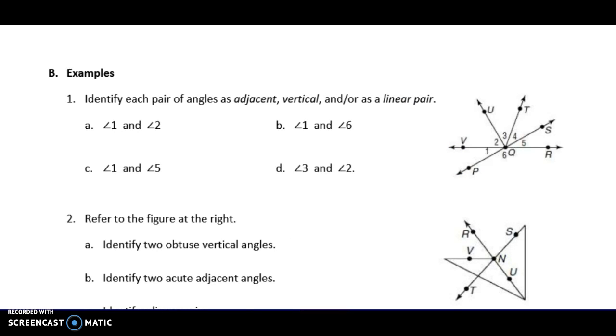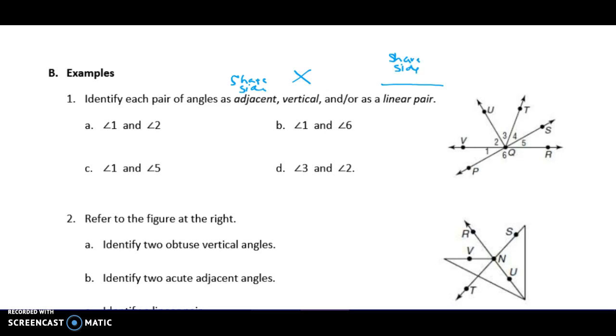And so we're taking a look at our picture. We want to know if these are adjacent, vertical, or linear. So remember, we would look for the X on the vertical, and that they make that straight line on the linear pair. These guys will just share a side. These will share a side and make this straight line.